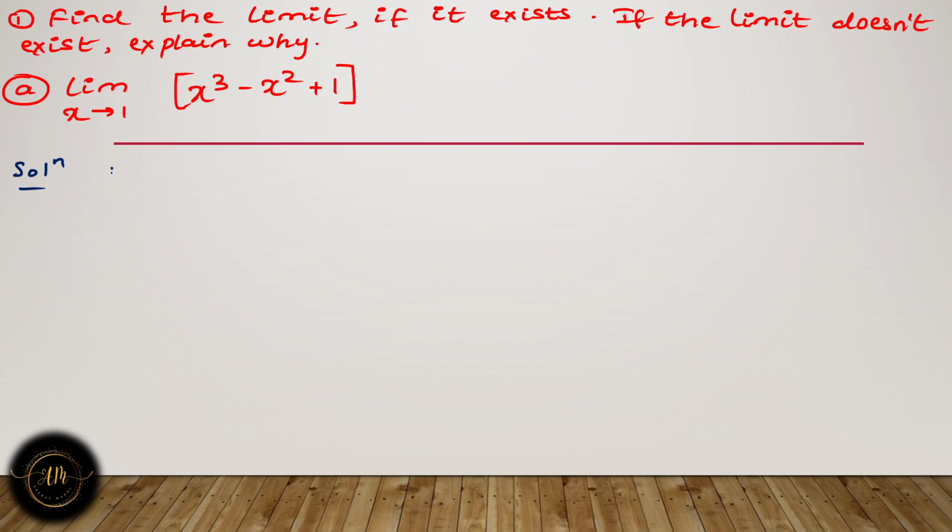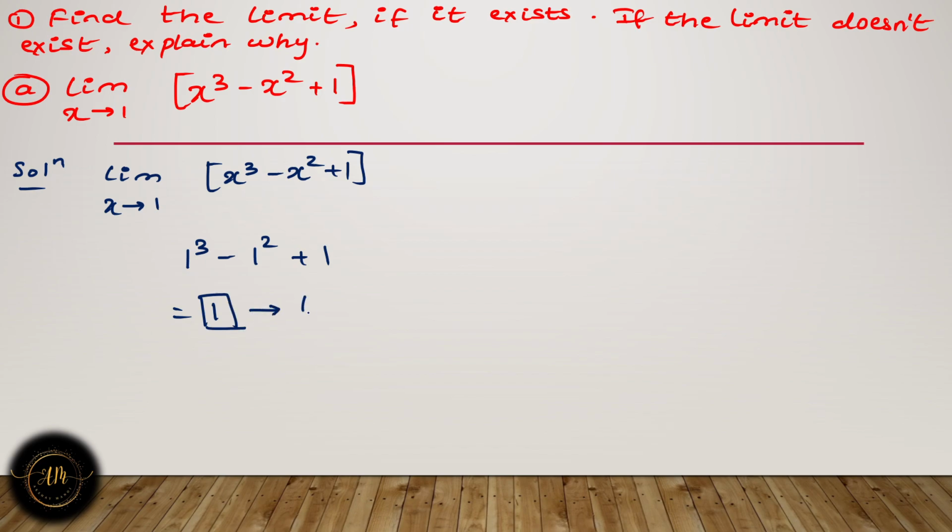Write down the question again. Limit as x tends to 1, x cube minus x square plus 1. In place of x, you are substituting 1. On applying the limit, you will get 1 cube minus 1 square plus 1. So this will be equal to 1. Hence, the limit exists.